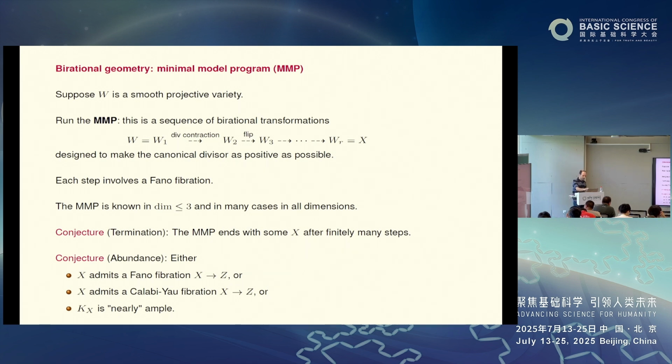So assuming that everything works in this program, in the end you get a space, and this space will have the following form, as in the conjecture I state here at the end. Either this space at the end admits a Fano fibration or a Calabi-Yau fibration, or it becomes completely positive. So this makes it clear why Fano fibrations are important in birational geometry. Because the outcome, not always, but many times, happens to be a Fano fibration.